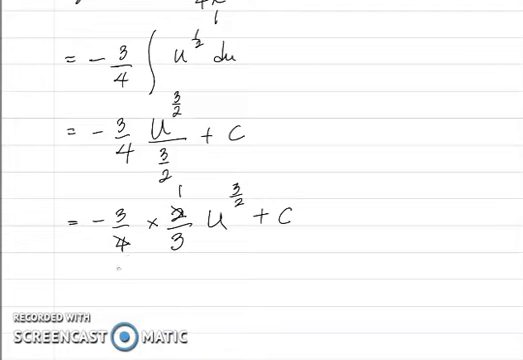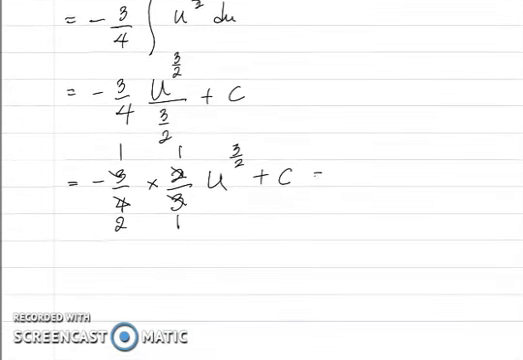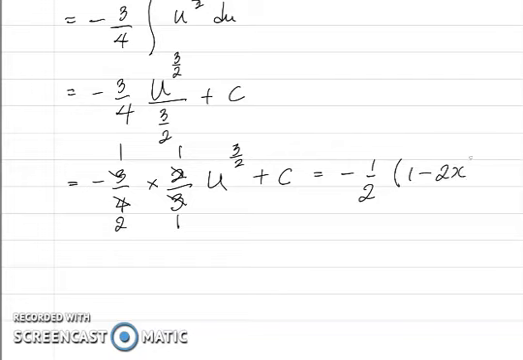The 2 here cancels the 4 two times, and the 3 cancels the 3 one time. So our final answer is minus 1/2 u, which is (1 minus 2x squared) all raised to the power of 3 over 2, plus c, the constant of integration. All right, so those are 2 examples. We'll do a few more examples in the videos to follow.